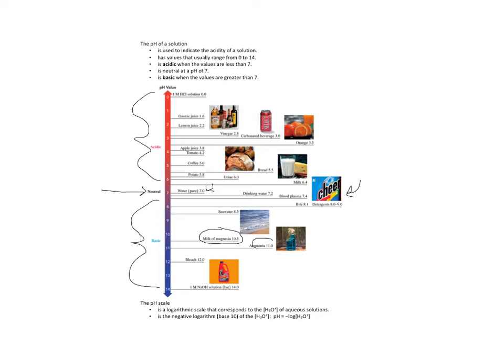Ammonia, another household cleaner, again, basic. Bleach, another household cleaner, basic. Lye, otherwise known as drain cleaner, very basic. Okay, so I just kind of want you to get a sense of what things that you encounter, whether they're acidic, basic, or neutral.